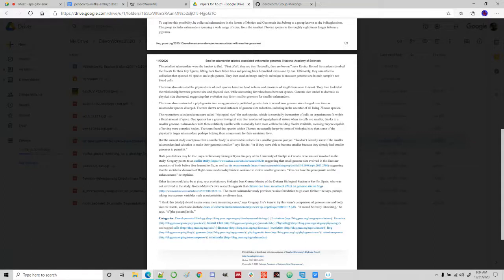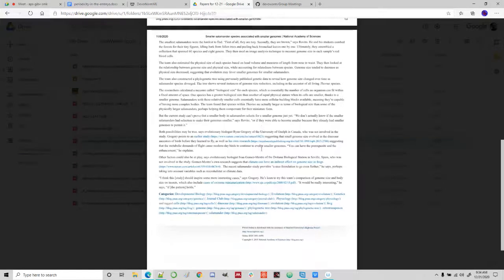We talked about the DNA determining the size of the cell, so that's related to that. One species has a greater biological size than another of equal physical stature when its cells are smaller, thanks to a smaller genome. Salamanders with relatively smaller cells essentially have more cellular building blocks available, meaning they're capable of having more complex bodies. The team found that species within Thorius are actually larger in terms of biological size than some of the physically larger salamanders, perhaps helping them compensate for their miniature form.